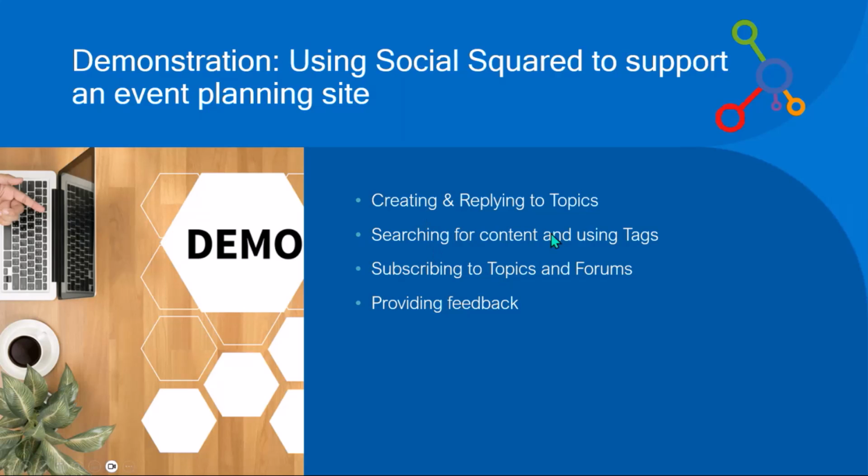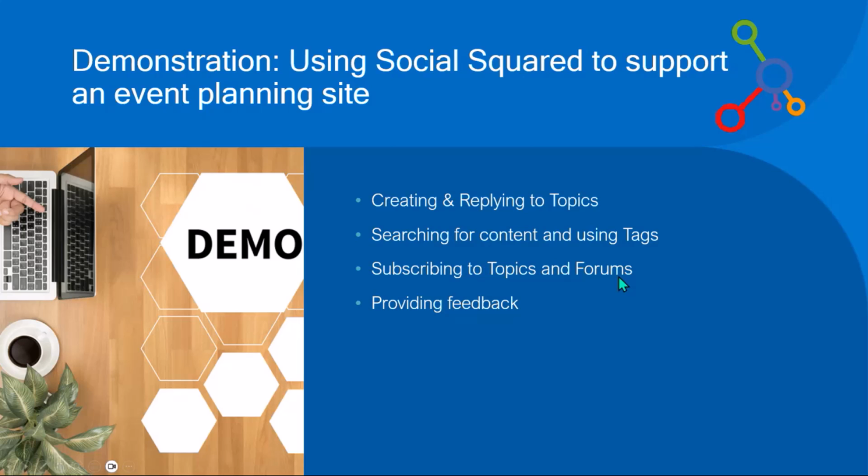You're going to have a look at an existing instance of Social Squared where there's already some content. That's the best way to view the product. Otherwise, we're really looking at an empty web part. You'll see some content already in there. We'll learn how we can find answers to questions by searching for content and using the different tags. We'll also be able to reply to existing topics or create topics ourselves.